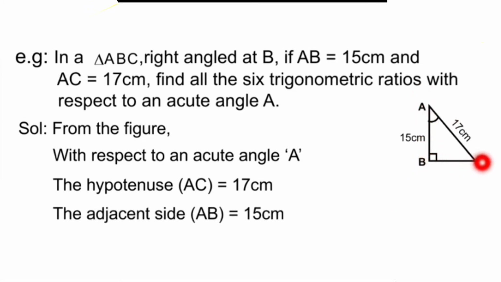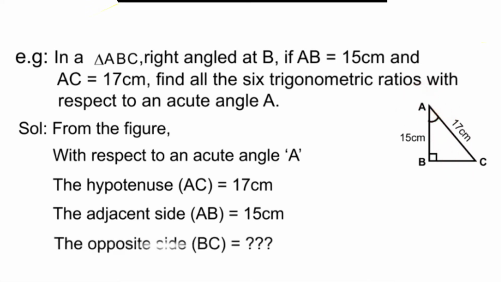Next, the side BC is the opposite side since it is opposite to an acute angle A. So, the opposite side is equal to BC. Children, first we need to find the length of the opposite side. Children, how do we find? Yes, we can find it by using the special property of a right angle triangle, that is Pythagoras theorem.